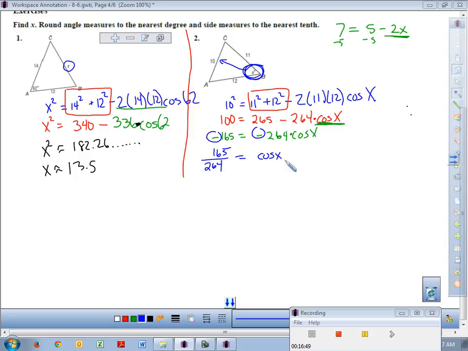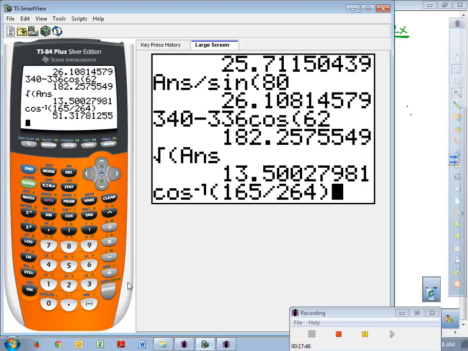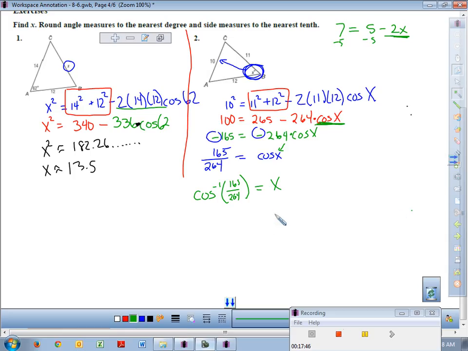Now that we have the cosine of x all by itself, we can solve for the missing angle measure by doing the inverse cosine. So the cosine inverse of 165 over 264 will equal x, right? So that's that second cosine function, the cosine inverse of 165 divided by 264. And that gives you that, and they say round all the angle measures to the nearest degree, so that would be about 51 degrees. So x is about 51 degrees. Holy cow, that was a lot of stuff there.